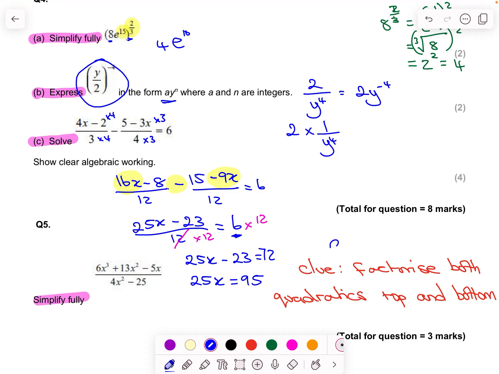And then I do 95 divided by 25, which gives me 3.8. X is 3.8 for that one.